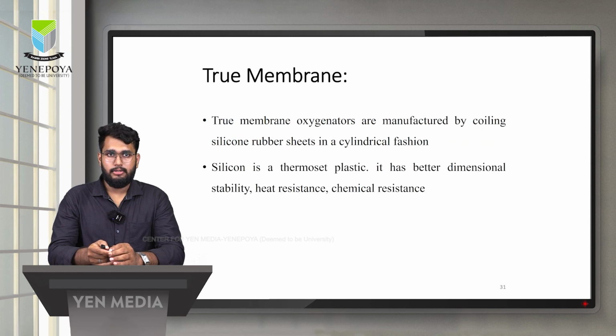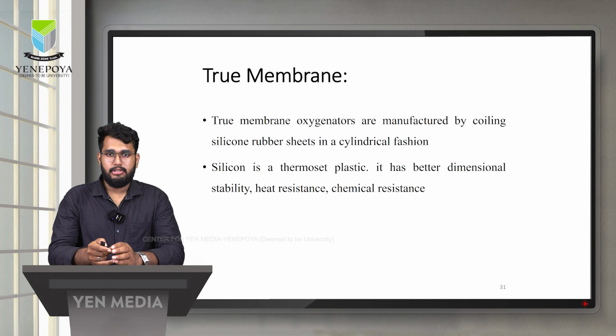So moving to the next one, true membrane. True membrane oxygenators are manufactured by coiling silicon rubber sheets in a cylindrical fashion. Silicon is a thermoset plastic. It has better dimensional stability, heat resistance and chemical resistance. These true membrane oxygenators are mainly used for surgeries which last more than 6 hours.